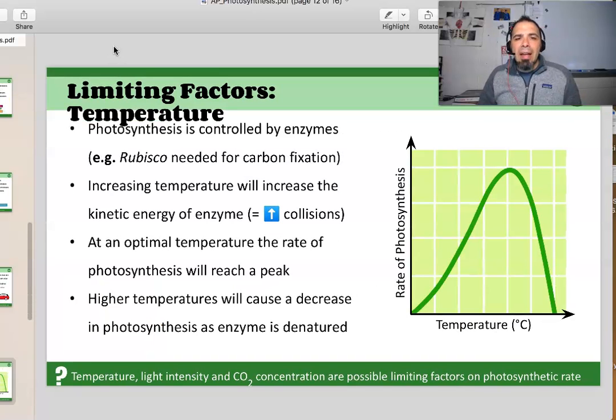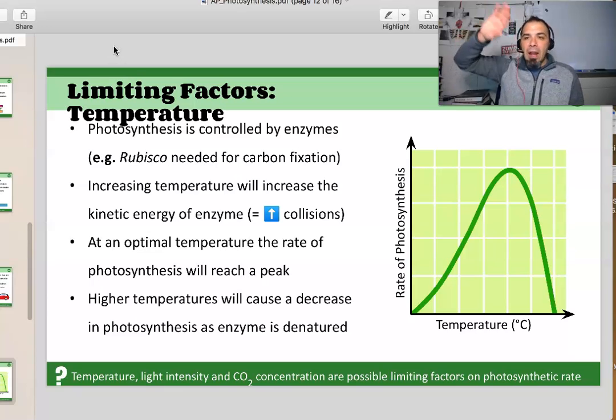So temperature is a factor. Photosynthesis is controlled by enzymes, so rubisco. Increasing temperature will increase the kinetic energy of the enzyme, will increase collisions. At an optimal temperature, the rate will peak. However, if you get beyond that optimal temperature, you may start to denature those proteins, actually slowing down. So if you've got the optimal temperature, you're going to increase the amount of enzymes binding substrate. It's going to be good.